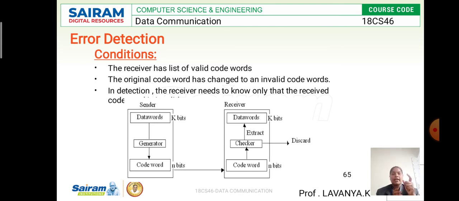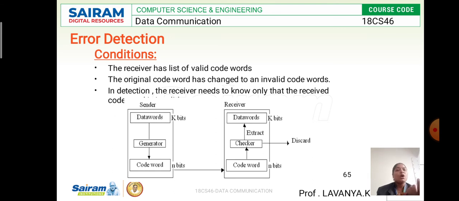So in detection, the receiver needs to know only the received code. They are going to remove the extra bits, the redundancy bits, and look only at the actual data words, the k bits, at the receiver side. The receiver side uses a checker, which is going to find the errors.